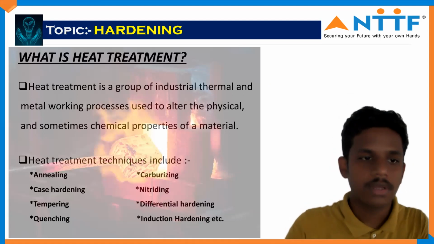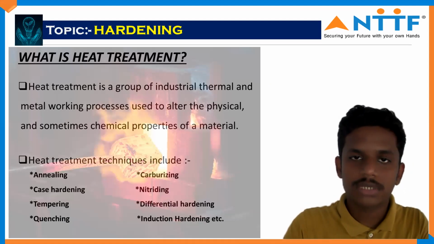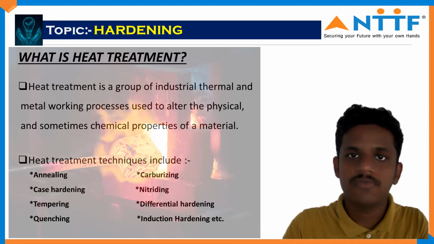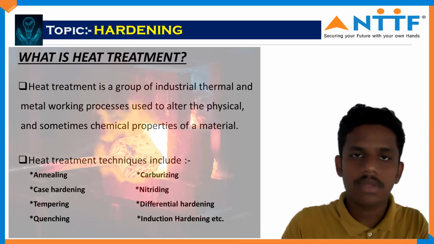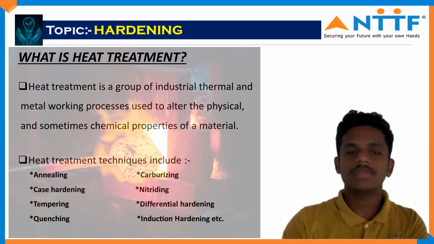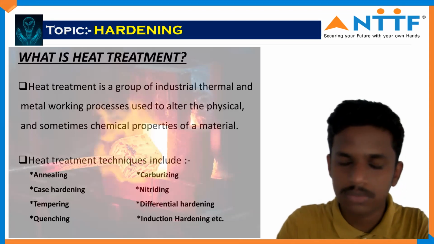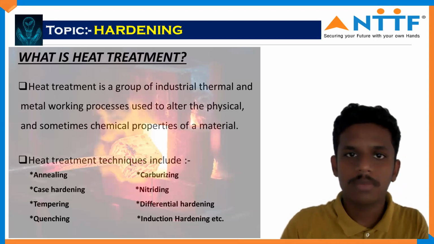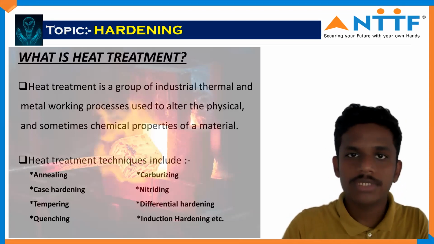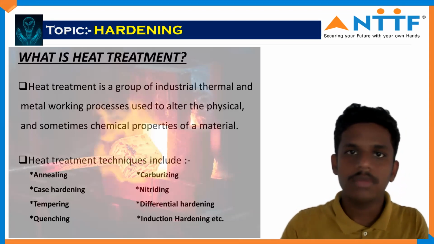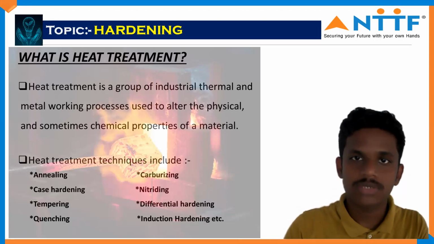What is heat treatment? Heat treatment is a group of industrial, thermal, and metalworking processes used to alter the physical or sometimes chemical properties of a metal. Heat treatment is a process in which thermal activity is imposed. Thermal means heat. Heat is imposed, due to which it alters or changes all the physical and chemical properties of a material.